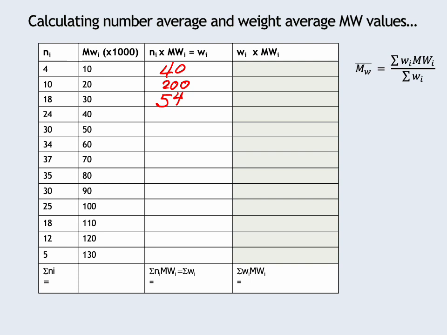Okay, I'm not going to complete this. I just want to give enough. Well, I guess we do probably need these numbers. So in each of these cases, I've now got the number of molecules that weigh 10 units and the mass or weight of them all, W sub I. So what I'm going to do with that number is multiply it again by the molecular weight. So this would be 40 times 10. And this would be 200 times 20. And 540 times 30.